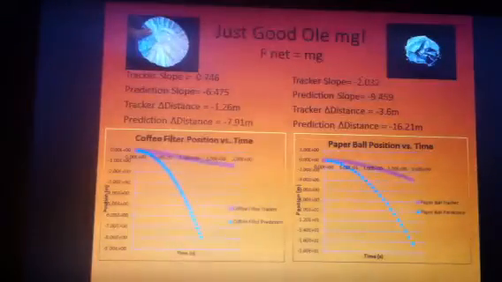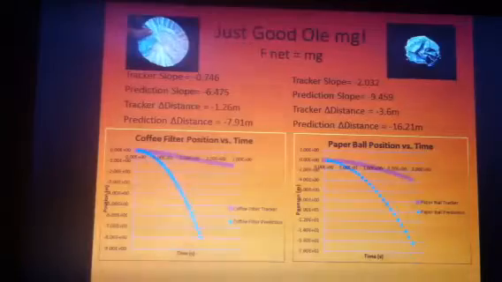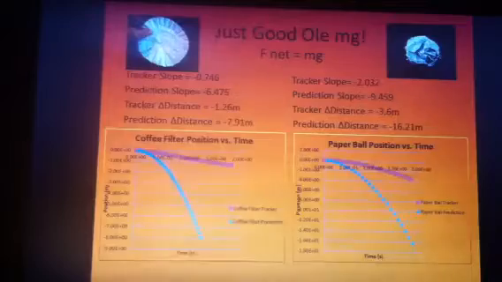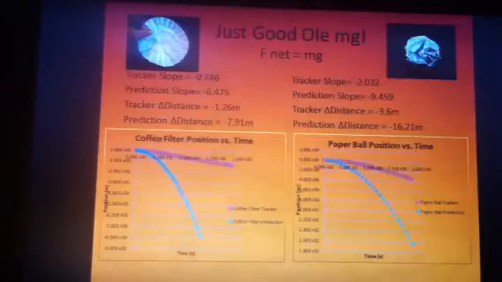Our first prediction model solely looks at the force of gravity on the objects. The graphs for both the ball and the filter show a large amount of discrepancy in distance traveled, so we can conclude that there is an unaccounted for force at work. Since the distance traveled in the models is greater than what was analyzed in Tracker, we can surmise that this unknown force works in the opposite direction of gravity.